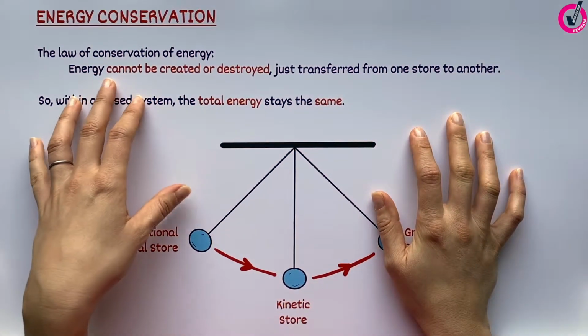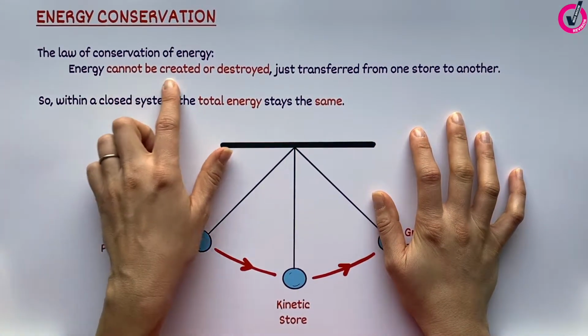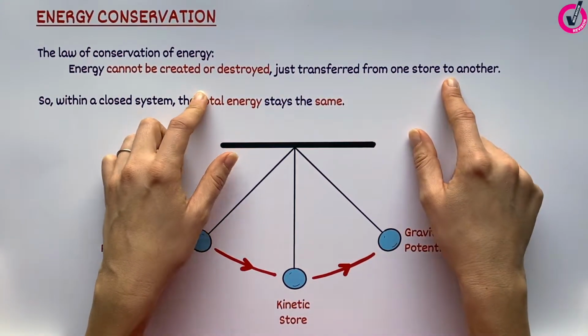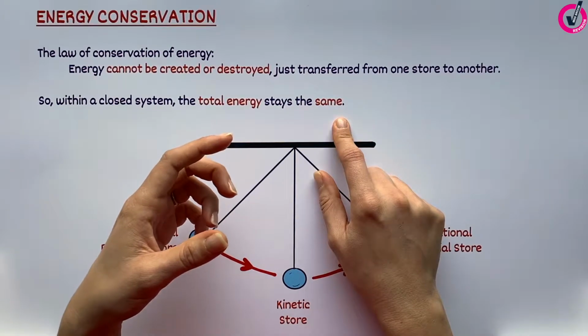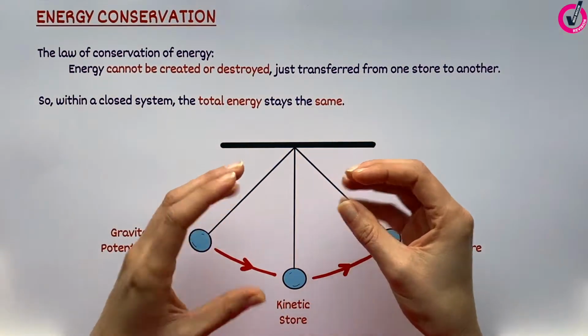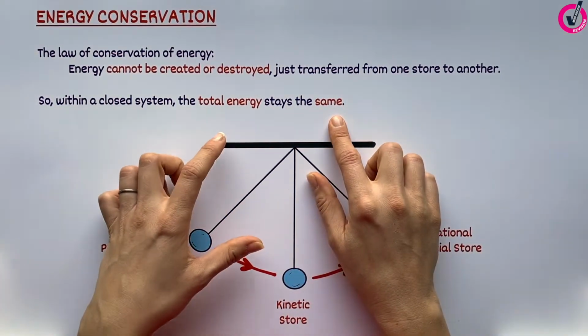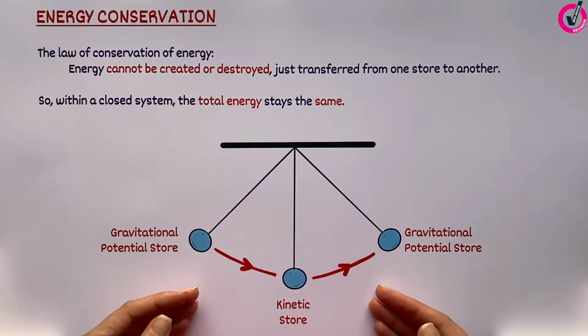The law of conservation of energy tells us that we cannot create or destroy energy, only transfer it from one store to another. This means that within a closed system where there are a set number of objects, the total energy stays the same. In this example, I've got a ball on a string.